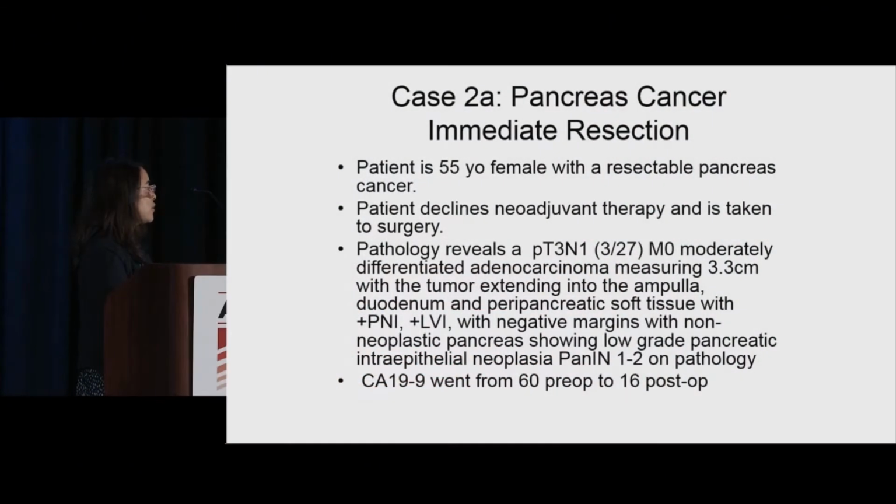She goes to surgery, and she's found to have a pathologic T3N1 disease with 3 of 27 lymph nodes positive. The tumor is noted to extend into the ampulla, the duodenum, and the peripancreatic soft tissue. There's positive perineural invasion and lymphovascular invasion, but the margins are negative. The CA 19-9 has a good response to the surgery, going from 60 to 16.